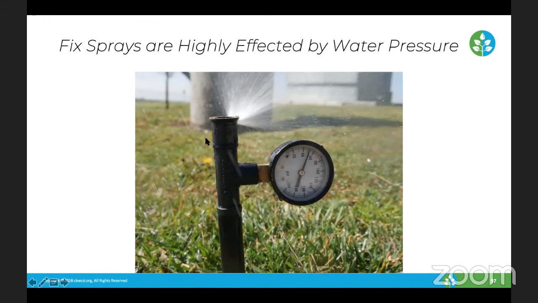You just unscrew the nozzle. This screws into the riser, and then the nozzle screws back on top. And so you're able to operate your system and see what pressure you're at. The State of California now has mandated that all sprinkler bodies have to be pressure regulated.